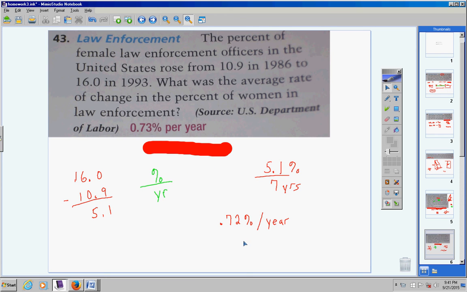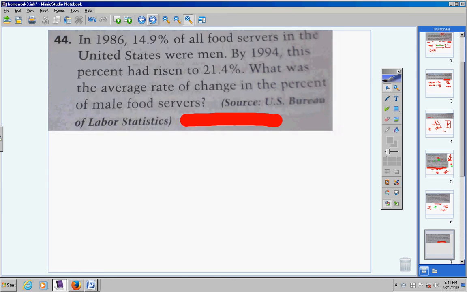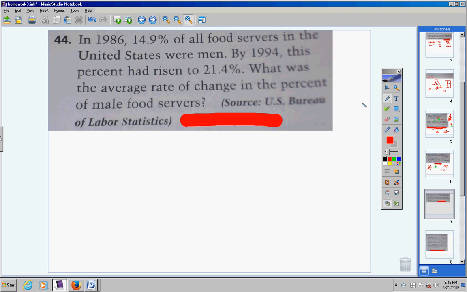Okay. All right, moving on to number 44. Let's see what we have here. In 1986, 14.9 of all food servers in the United States were men.